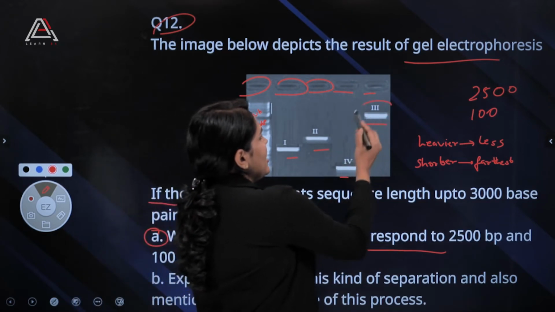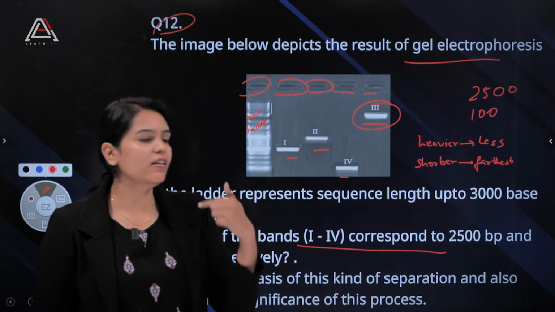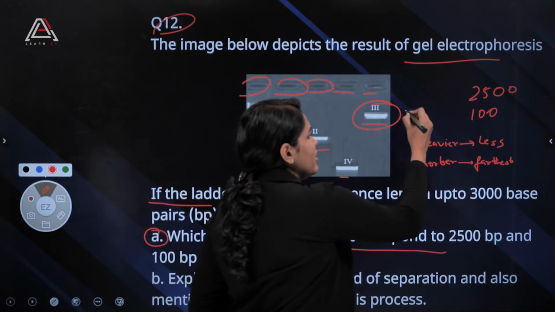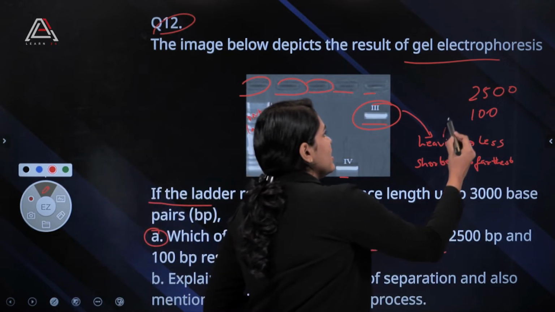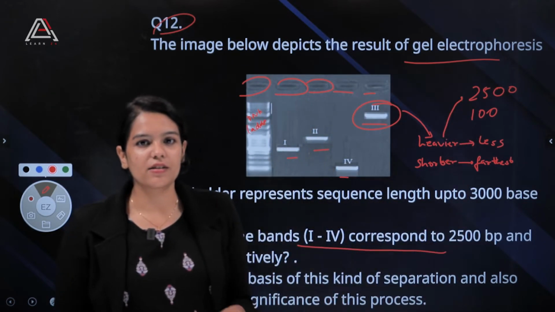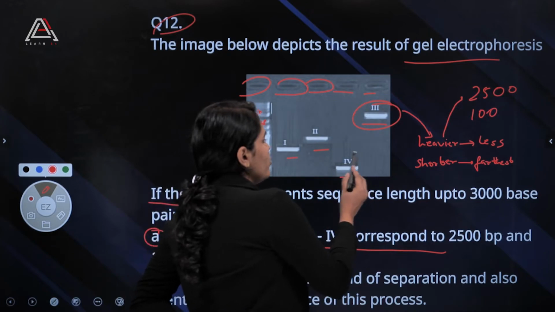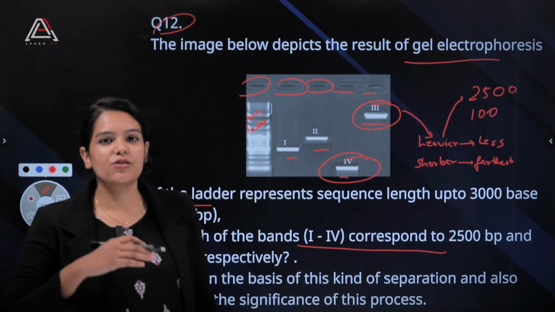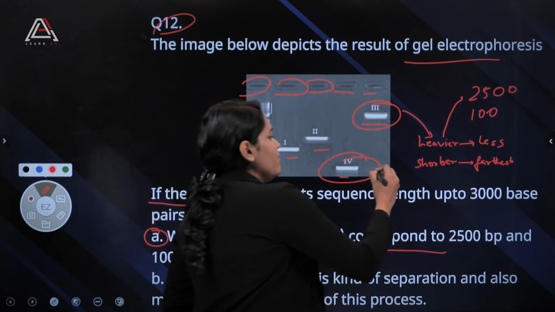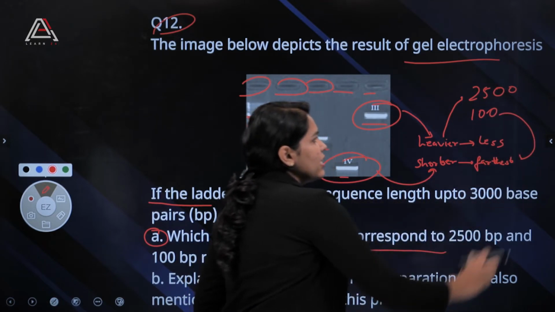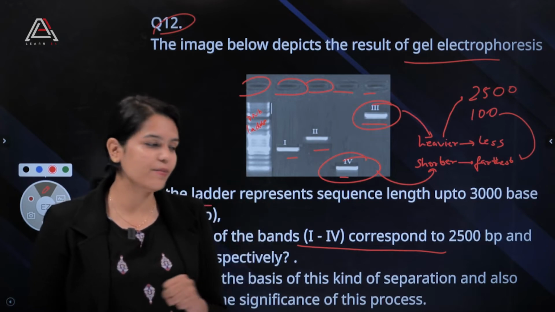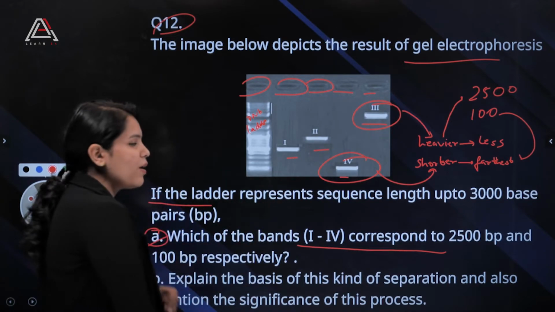You can see the third one is moving the least, right? So it's obvious that it's the heavier sequence and it's that of 2500 base pair. Clear? Now you can see the fourth one is the one which is traveling the farthest, right? Which means it's a shorter sequence, and it's of 100 base pairs, right? Clear about the first part?